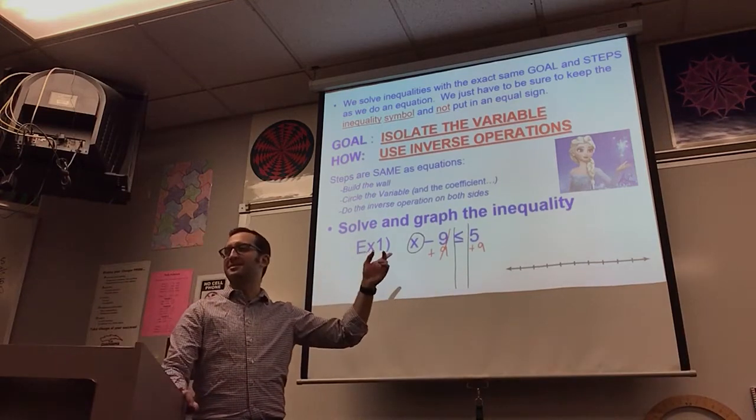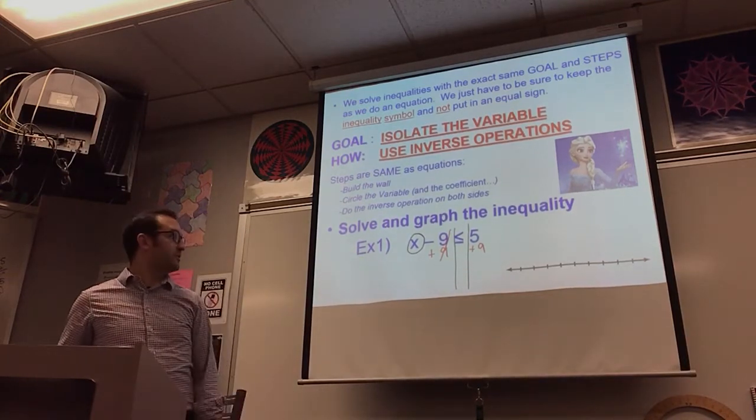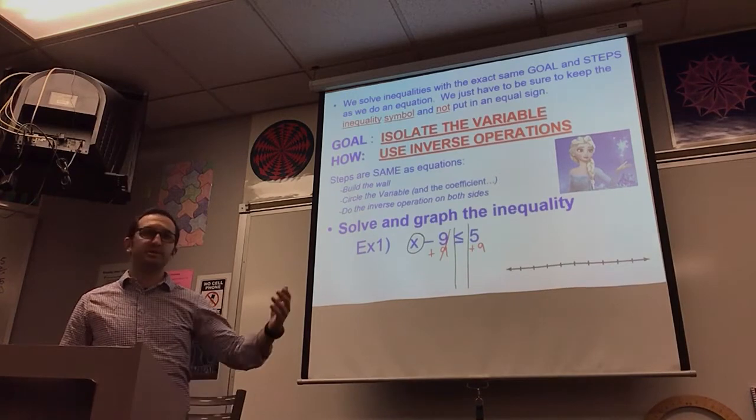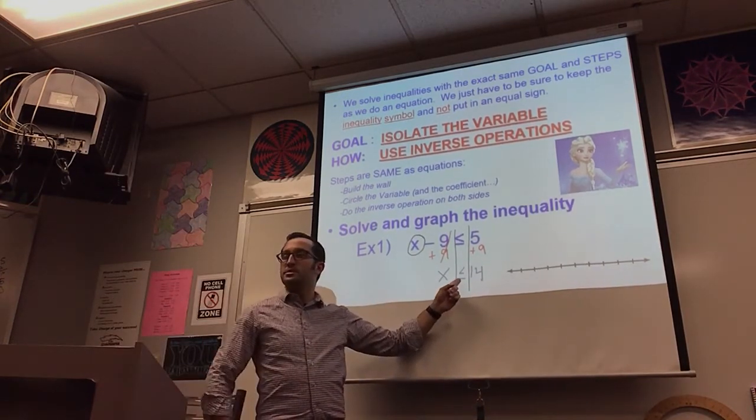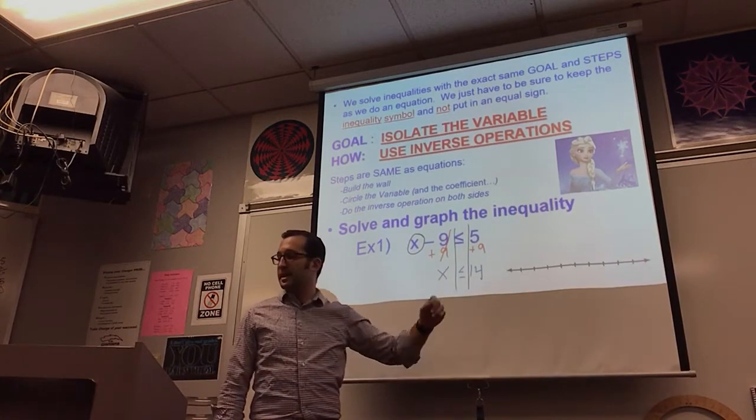So what's left on the left side? What's left on the right side? 5 plus 9, which is 14. And what symbol do we have? Less than. What is that symbol? It's less than or equal to.